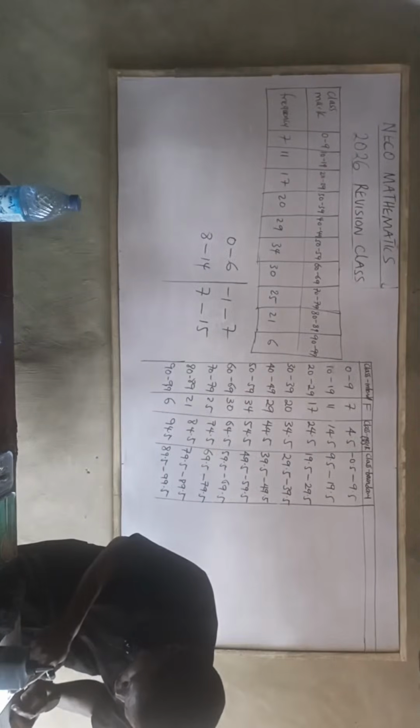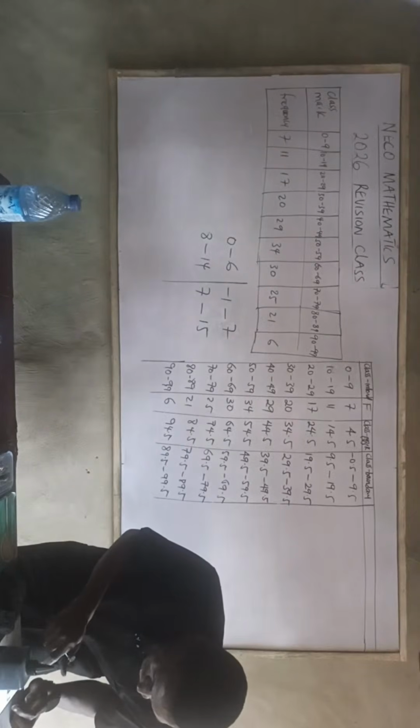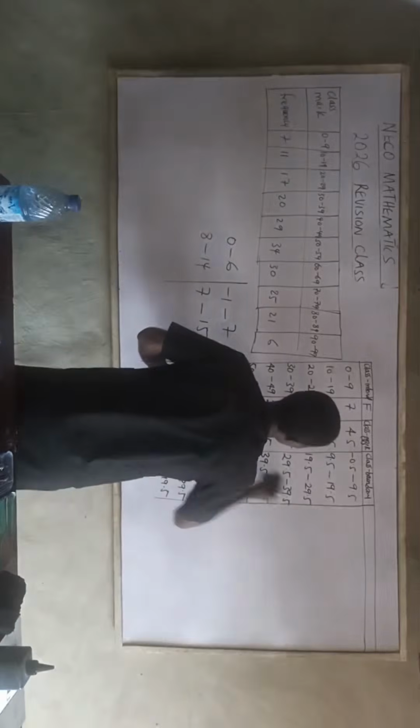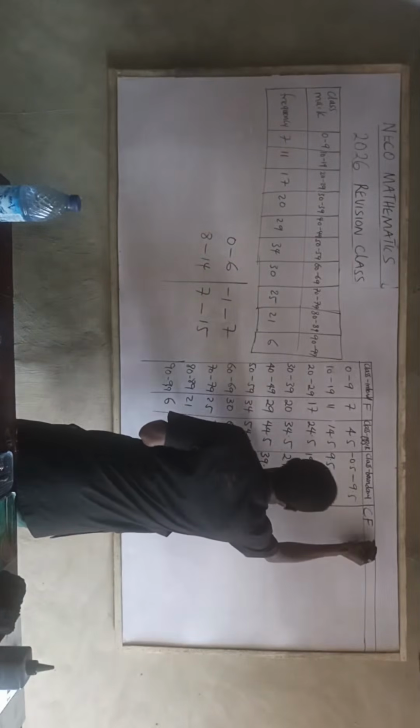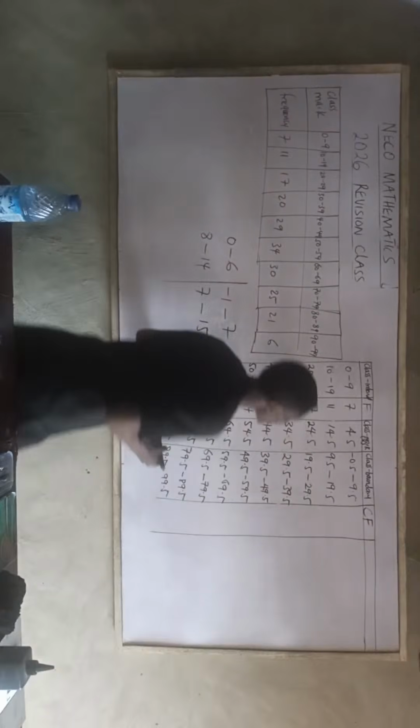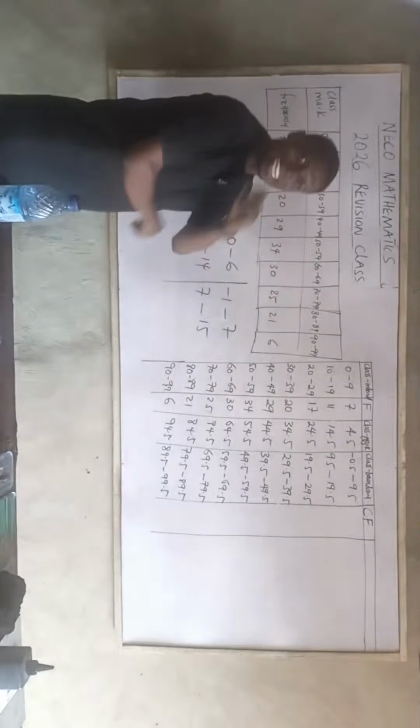Here we've been asked to construct an OGIF and to use the OGIF to get the median score. So we will need what we call the cumulative frequency, the CF. Okay, how do we get the CF from here? How do you get the CF?